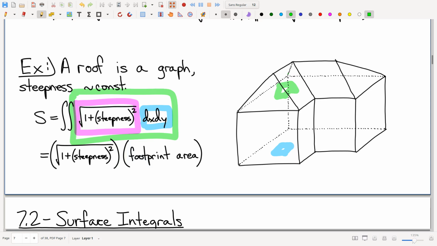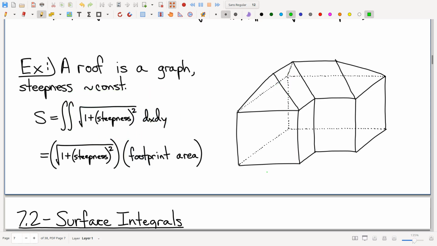Now, so what? How does this help us? Well, it helps us as follows. It turns out most houses, not all, exceptions granted, right? Of course, this applied to my parents' house. It applies to my home. The steepness is approximately constant.